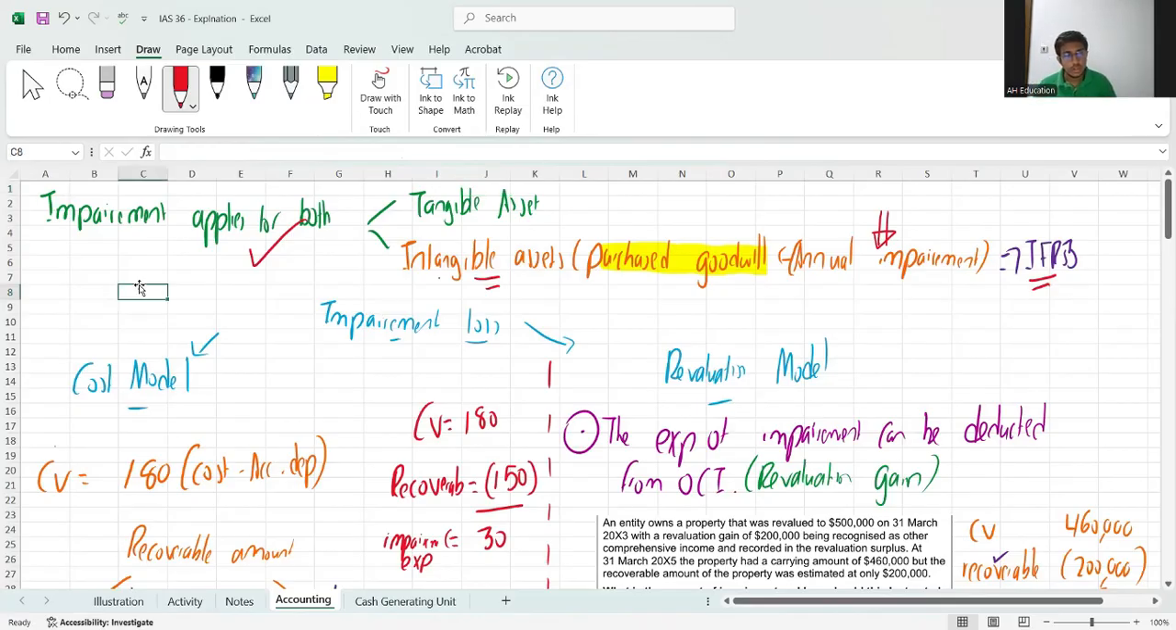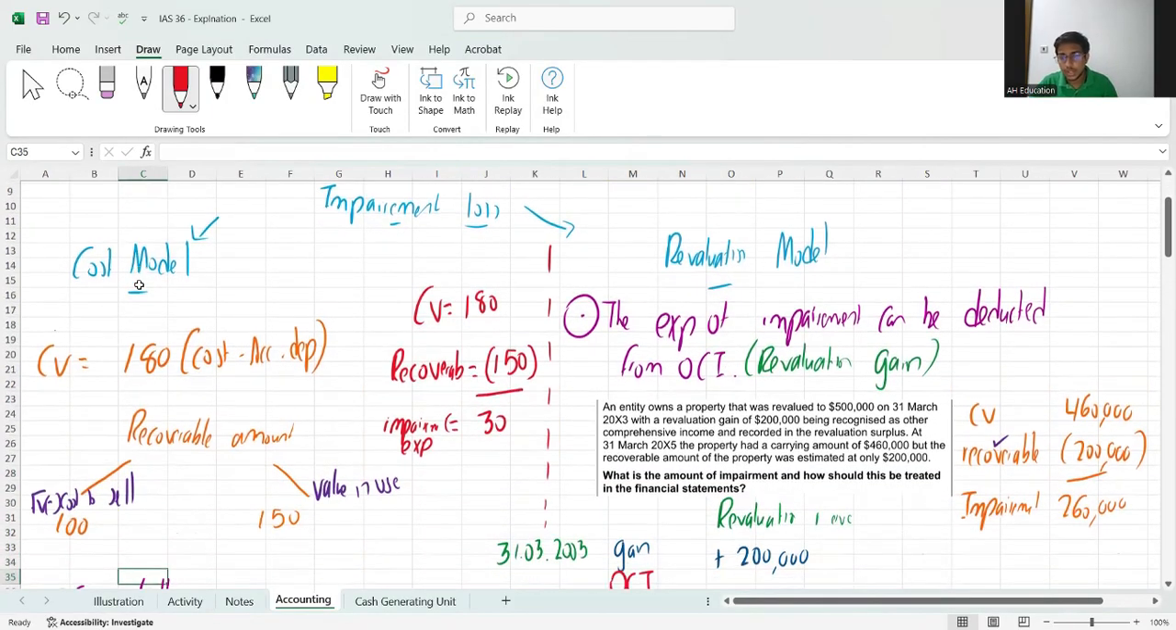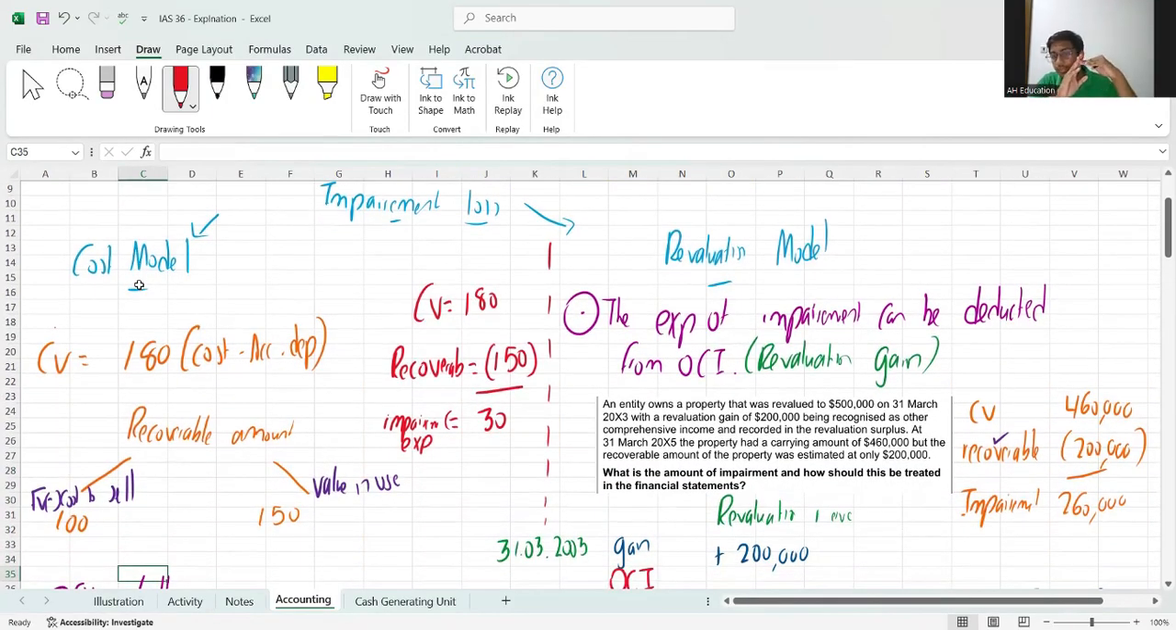Okay. Now, moving into your accounting part. Impairment can be calculated under two different methods. One is your cost model and the other one is your revaluation model. Cost model, of course, is what we have learned till now. What I'm going to teach today is your revaluation model. So let us look into the cost model first. Let us have a recap of what we have learned so far.